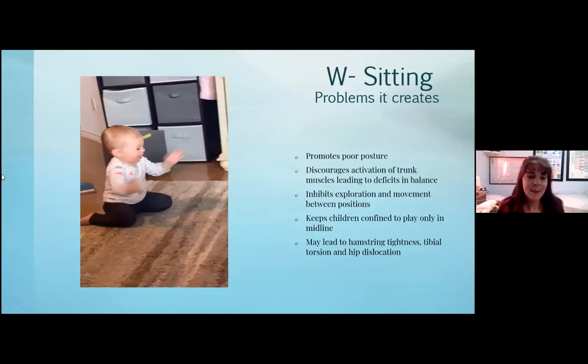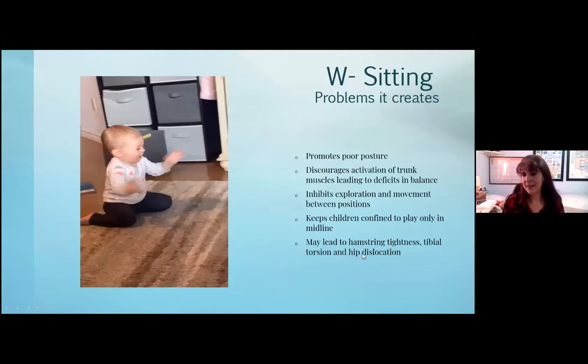The second thing that's a big problem is tibial torsion. So the tibia is that bone in the bottom of your leg that goes from your knee to your ankle. And you'll notice, because of the way they're rotated in, that the tibia never straightens. So what you wind up with, if I unwound her and stood her up in this W, is a baby that walks with their feet like this, because they have a tibial torsion. And that's a bone problem. That's not a muscle problem, but it comes from sitting in a W all the time.